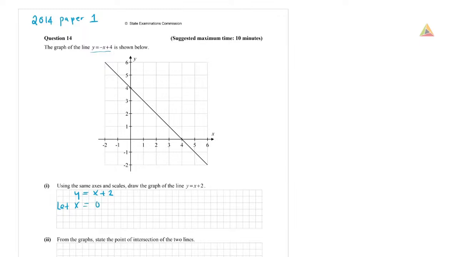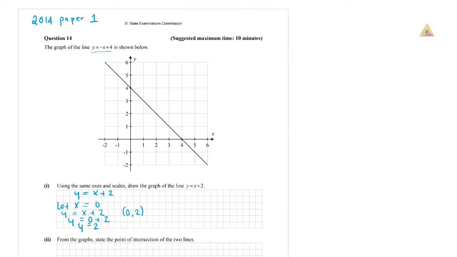So we're going to rewrite our equation. y is equal to x plus 2. So instead of x, we're putting in 0. So y is equal to 0 plus 2. So y is equal to 2. So now my point is, x was 0 and y is 2. So that's my first point, 0, 2. Now remember, in order to draw a line, we need 2 points.